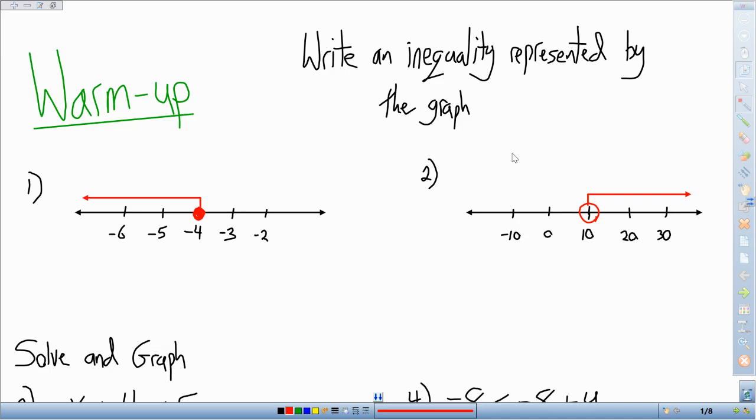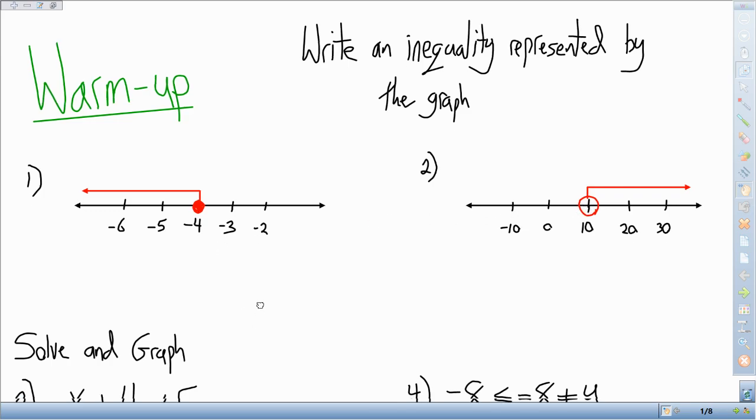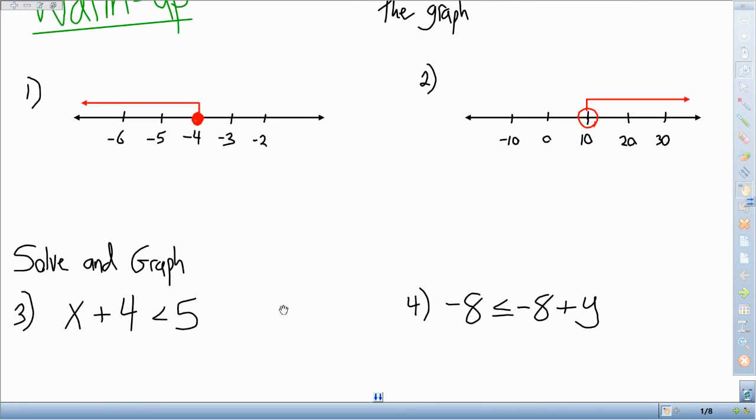Go ahead and take a moment and copy down these first couple problems. I'll scroll down now so you can get them all. The directions: write an inequality represented by the graph. They want you to tell what this graph represents. When you get to 3 and 4, they want you to solve and then graph. Draw yourself a number line, and then graph your inequality. So go ahead and try out this warm-up.